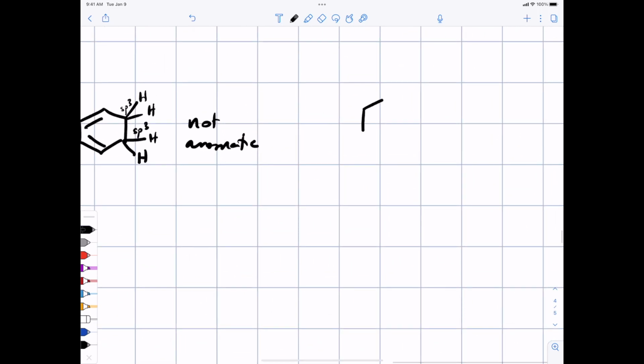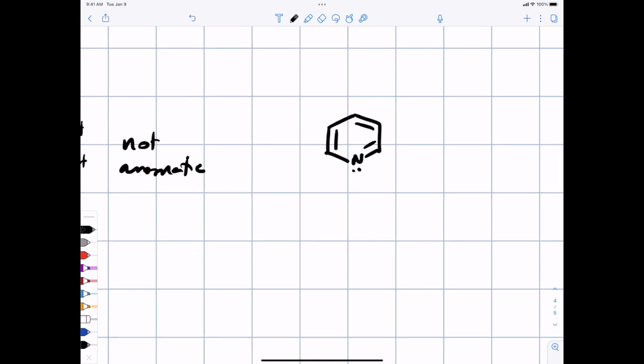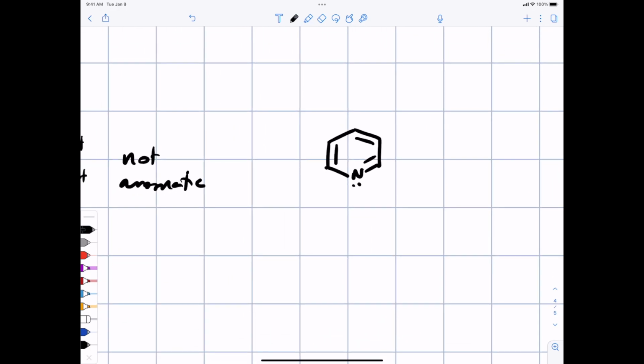Let's try another. Aromatic? Okay, I'm hearing yes and no. So that means some of you need to learn something. Actually, we all need to learn something in our lives, but there is a specific concept we need to learn here. And that is which electrons count for the pi system.